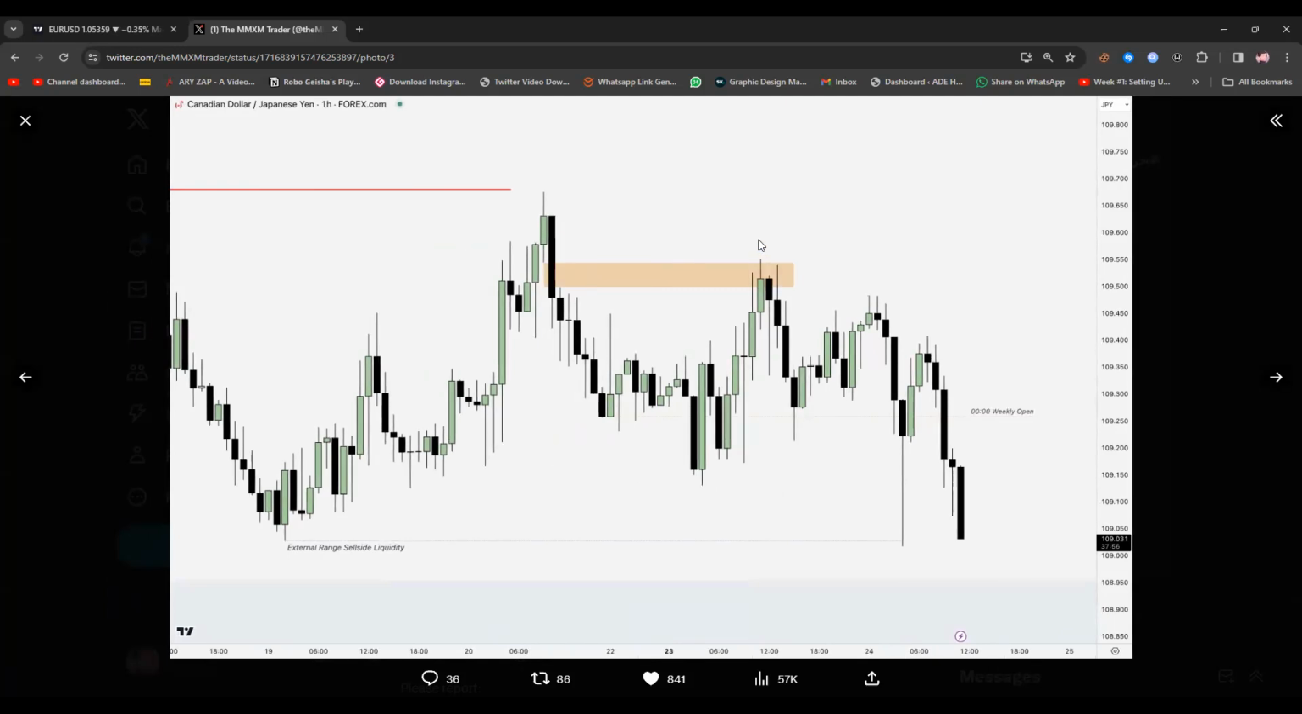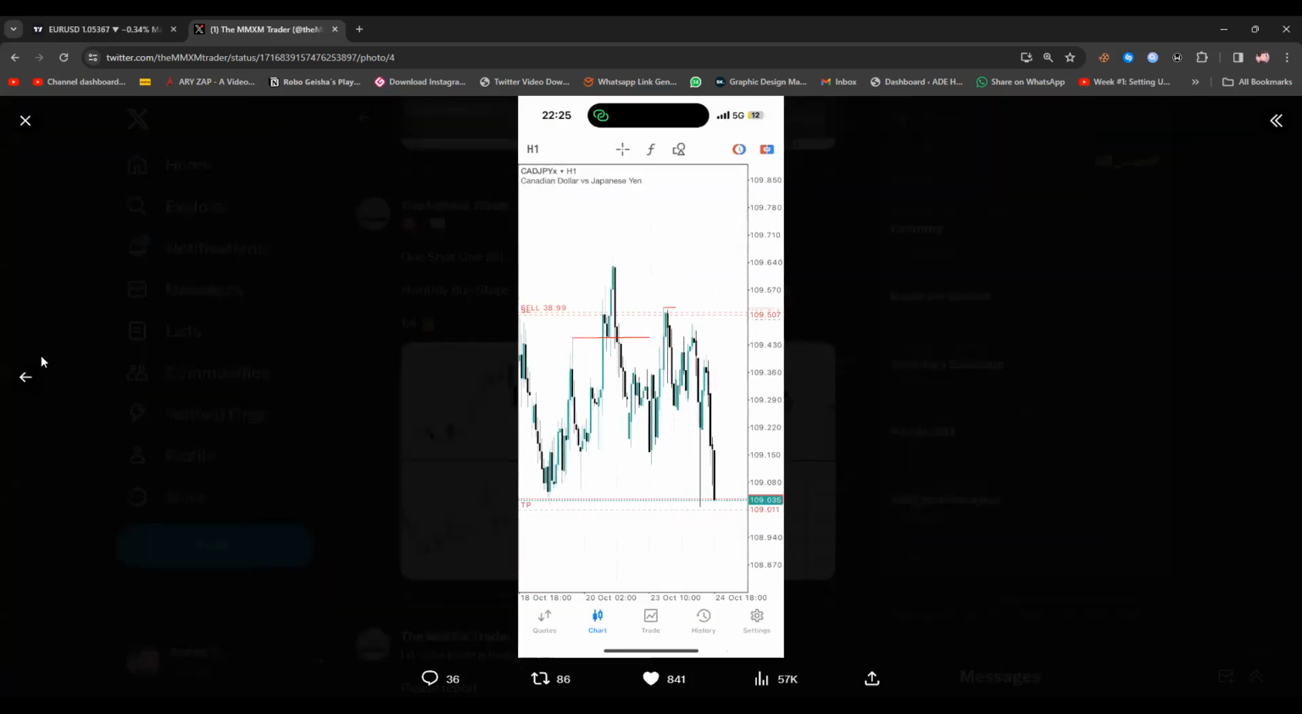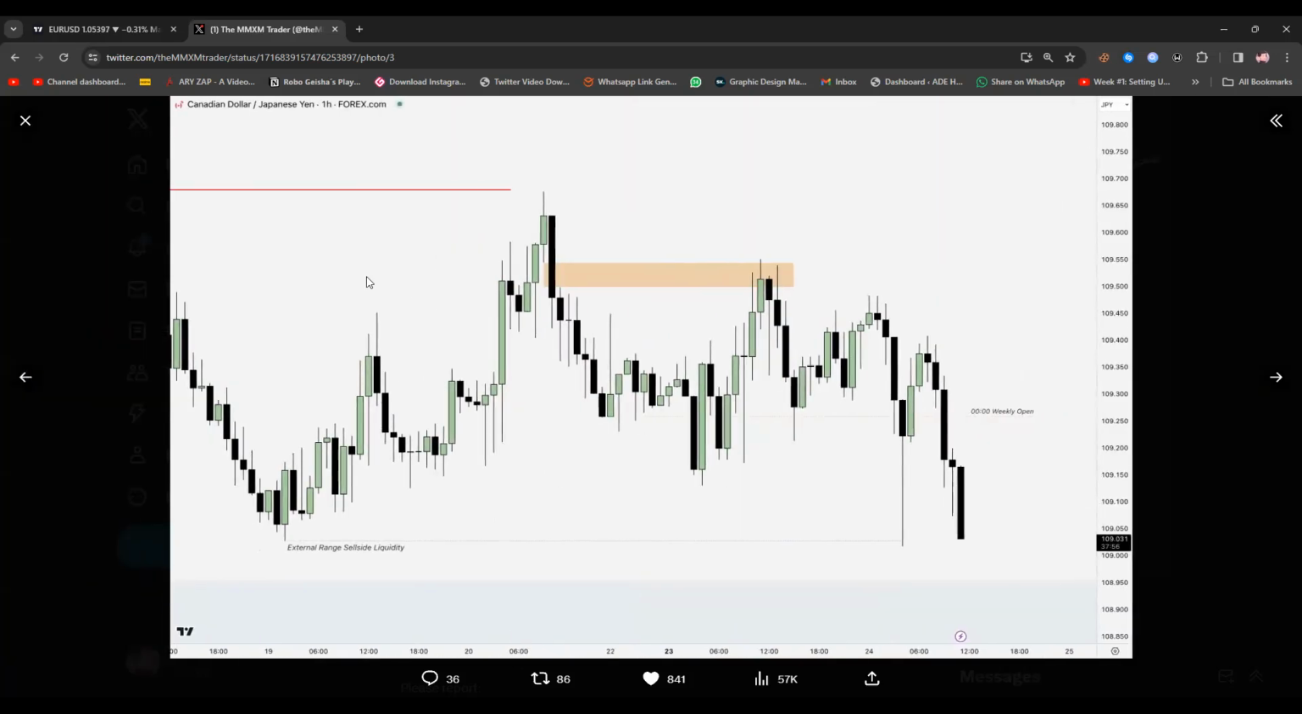He entered in the Canadian, Japanese kill zone. It's before 12 p.m. So he was in the kill zone. Okay, bro, this one was a nice trade. Weekly open. This is accumulation, manipulation, and then it distributed.